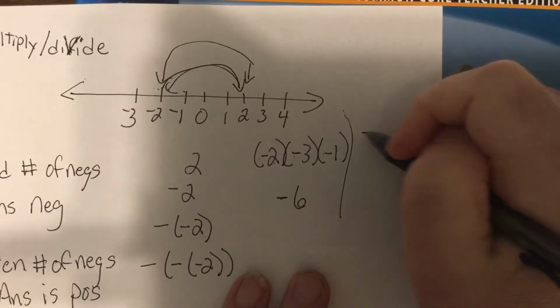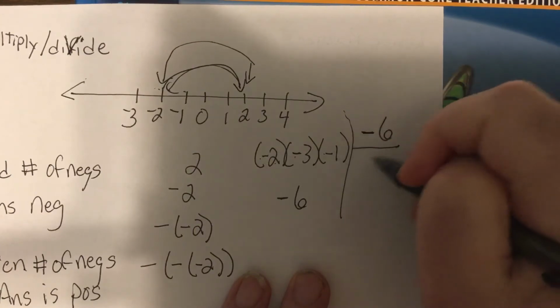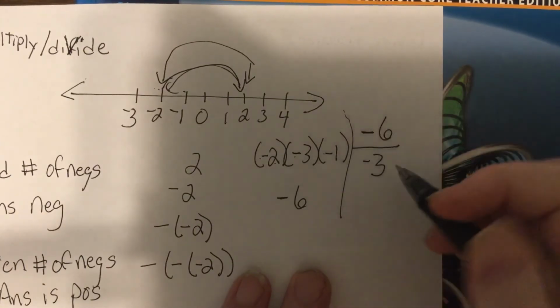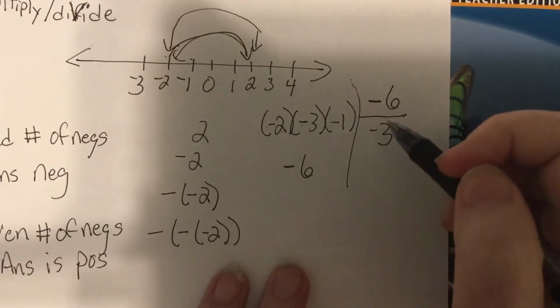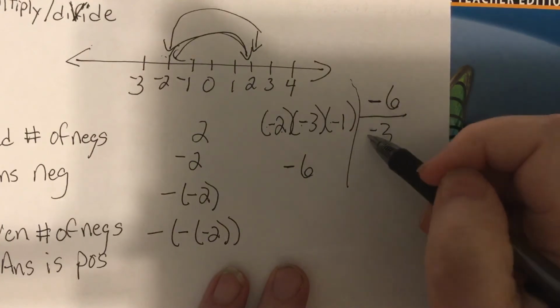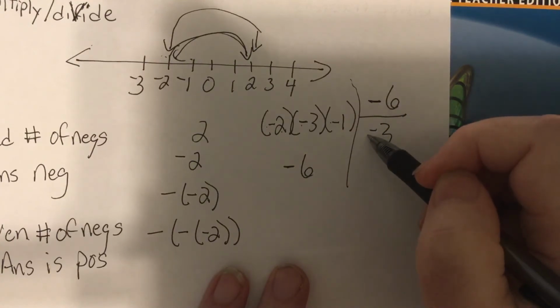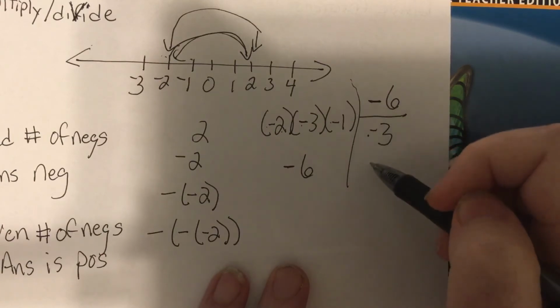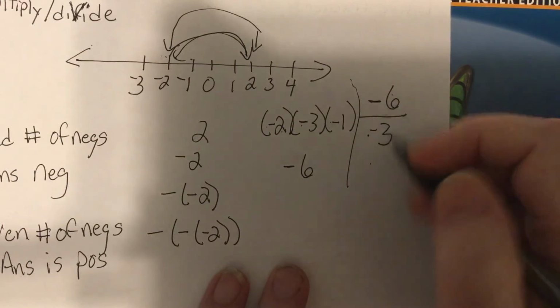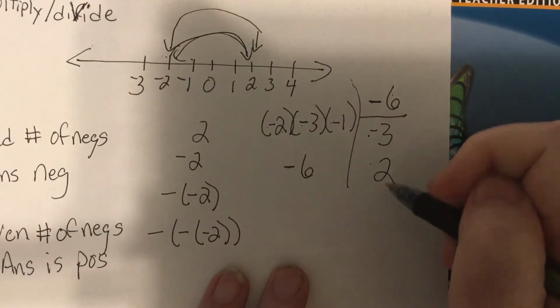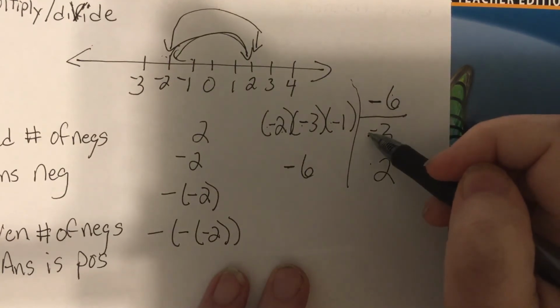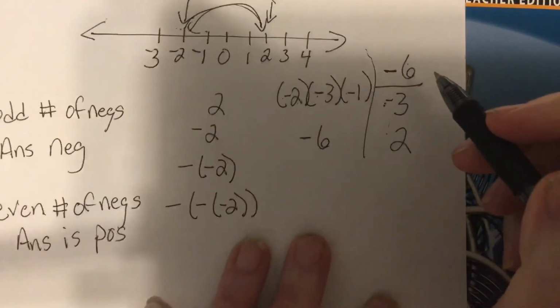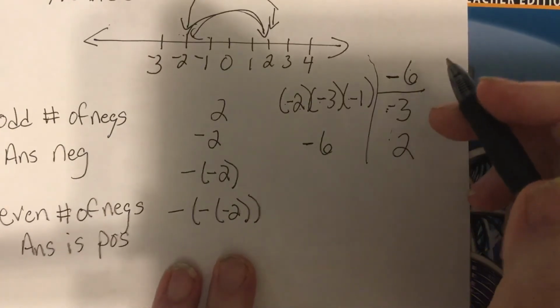So if I said what's negative 6 divided by negative 3, first thing you do is count the number of negatives. Negative divided by negative is 2 negatives. That's even. So the answer is positive, and 6 divided by 3 is 2. So count the number of negatives and then do the operation is what I'm trying to say.